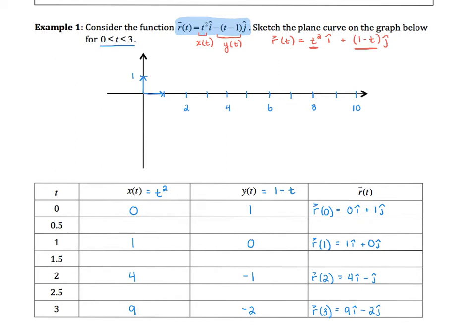Great. r of 2 is 4 in the horizontal direction and down 1 in the vertical direction. So 4 horizontal and negative 1 vertical. That's going to bring us basically to the point for negative 1. So here we go. And then last but not least, r of 3. So you have a horizontal component of 9 and a vertical component of negative 2. So that's basically the ordered pair 9, negative 2.